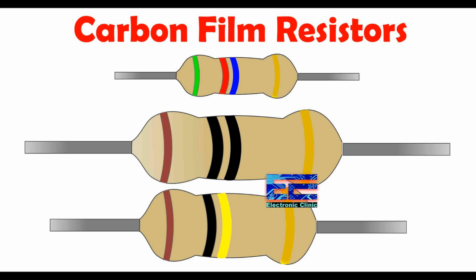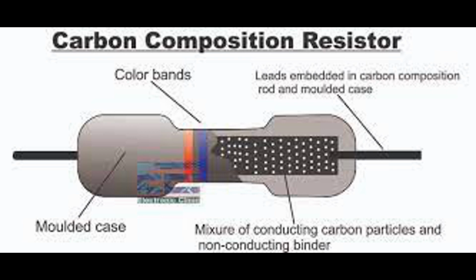The construction of carbon film resistors involves several key components and steps to create a functional resistor with a specific resistance value. Here's an overview of the construction process of carbon film resistors. Substrate. The base of a carbon film resistor is typically made of a ceramic material, such as alumina, Al2O3, or steatite. The ceramic substrate provides mechanical stability and electrical insulation.